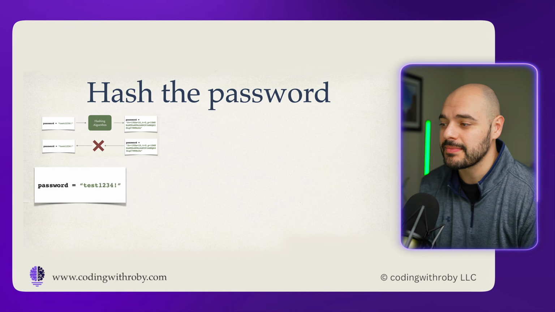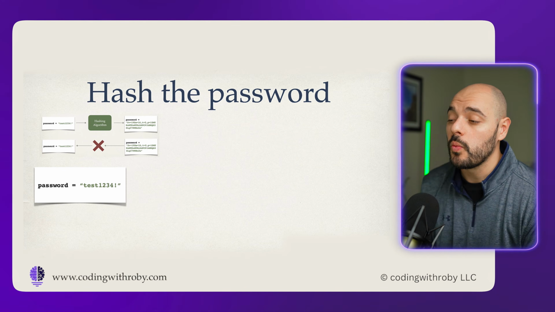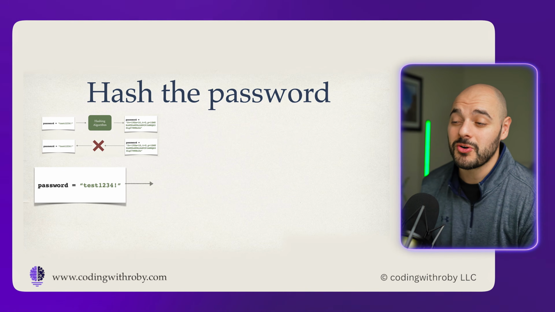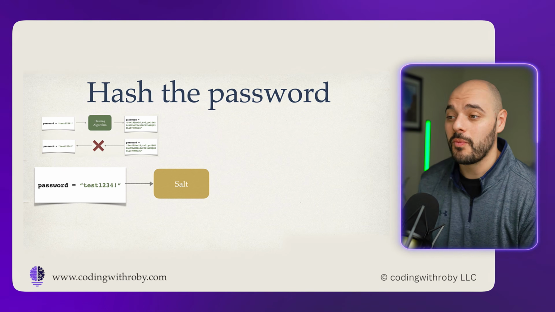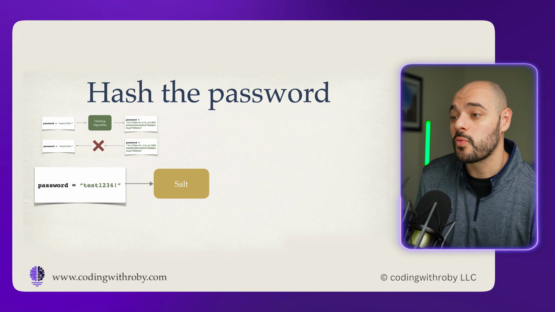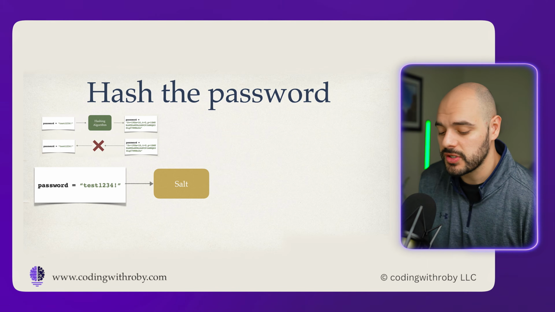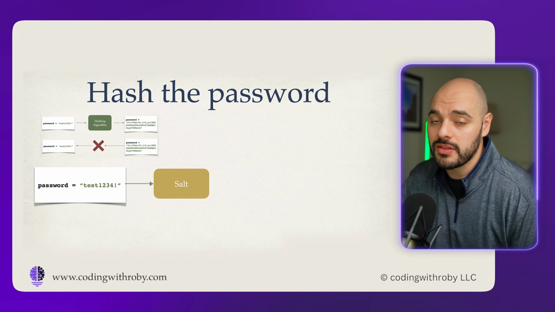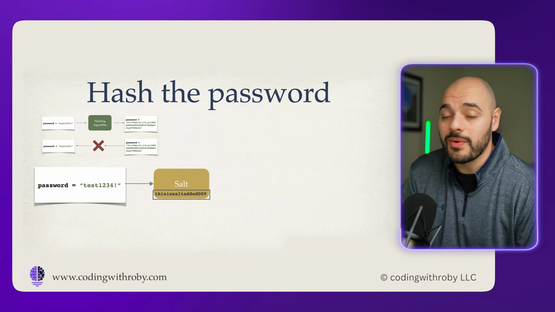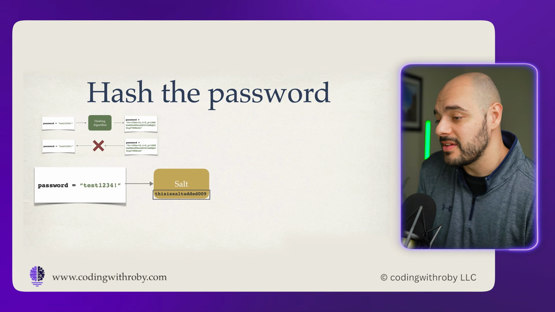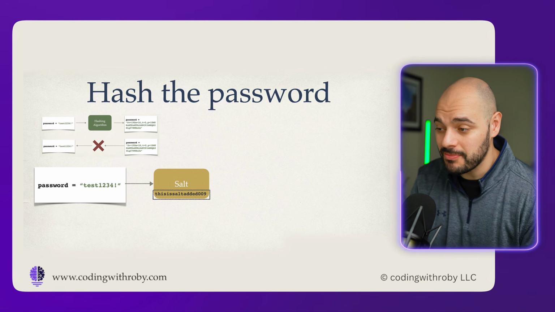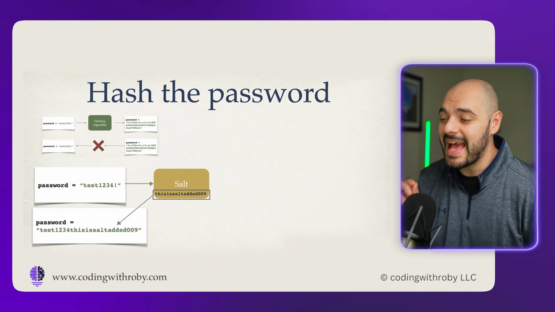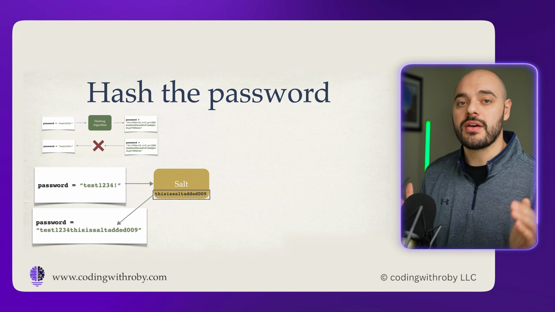So if we pass in something like test1234, we are going to want to do something called salting, which means we are adding our own logic, which is probably going to be randomly generated from the application itself, and we're going to salt the password. So let's say the salt that we're adding to the end of the password is called "this is a salt added 009". So before we even hash the password, what we're going to be doing is adding a salt at the end of the password.